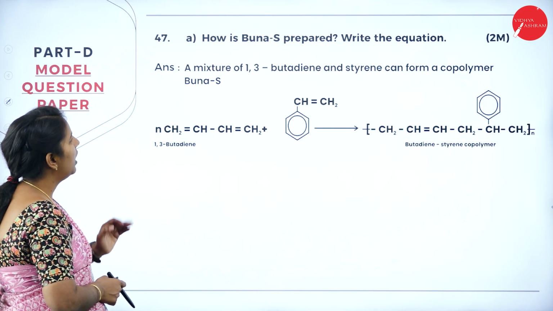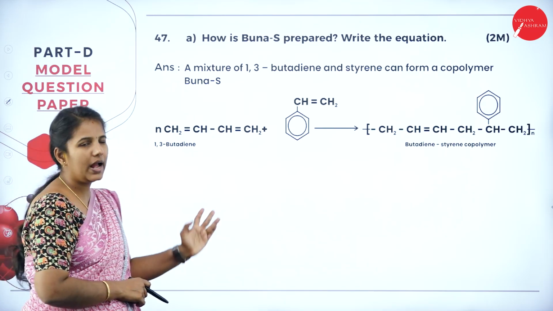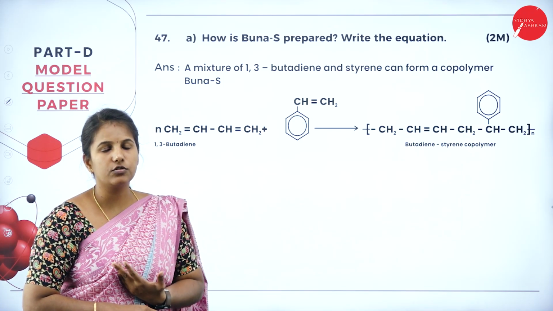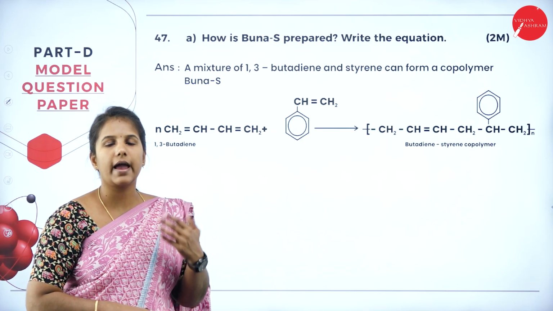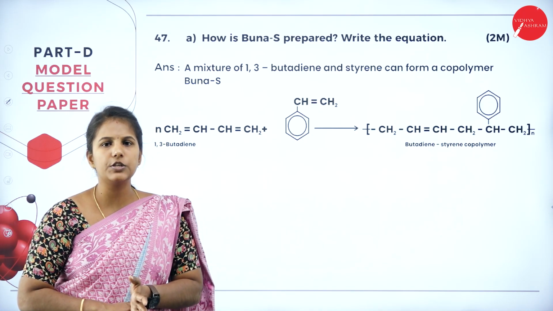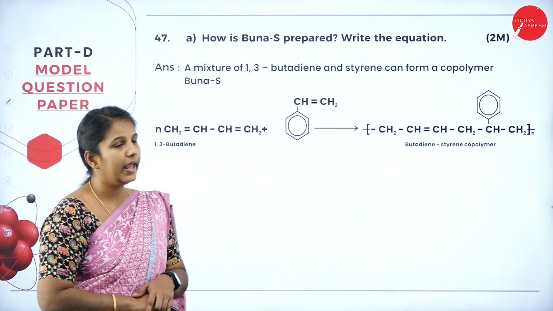Next question. How is Buna-S prepared? Write the equation. This is a question from the polymers unit, and it is very easy to write, like the preparation of neoprene, Buna-N, acrylonitrile, or nylon 6, nylon 6,6. Many preparations are there. Try to write them in your own way and practice with an example.